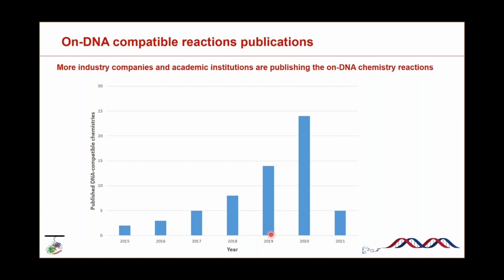For some novel on-DNA reactions, this is a summary of the statistics of published papers on DNA-compatible reactions in recent years. You can see that at the beginning, in 2015, there were only a couple of publications, but by 2020 there were almost 25 publications. More and more industry companies and academic institutions are willing to publish these on-DNA reactions, which is very good for the development of this technology.